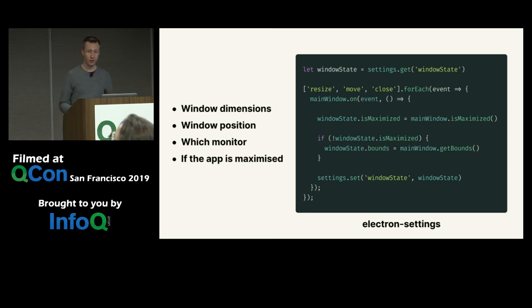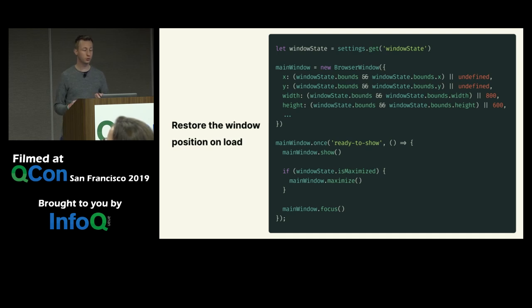Now we want to store this, and you can store it just in a flat file if you want, but you can also use a package called electron-settings for this, which is what I'm doing here. It's a very simple API. You have settings.set and settings.get. And then once you do that, every time a user moves or resizes their app window, we store the new geometry, the new position. What we then want to do is restore the window position on load. So again, we get the window state from our settings, and we set it to the new browser window that we want to create.